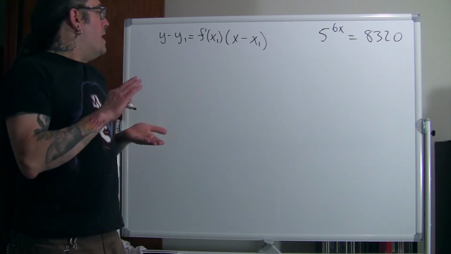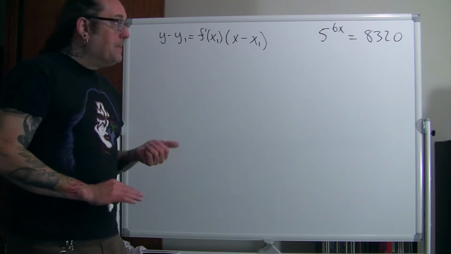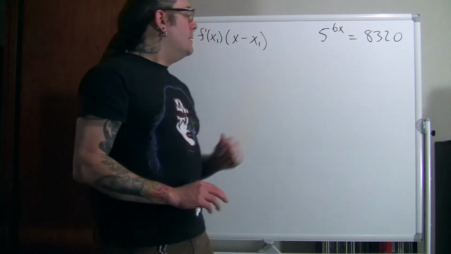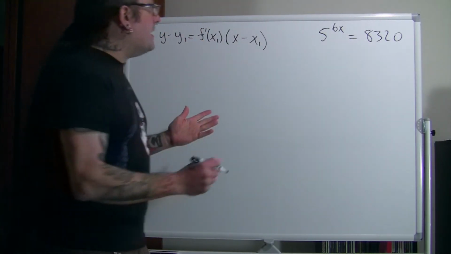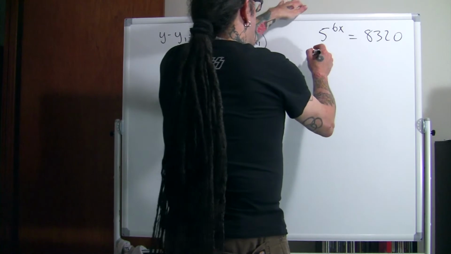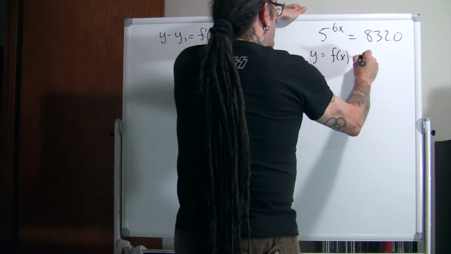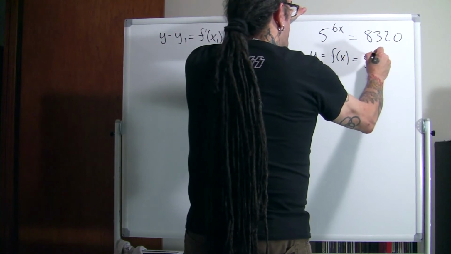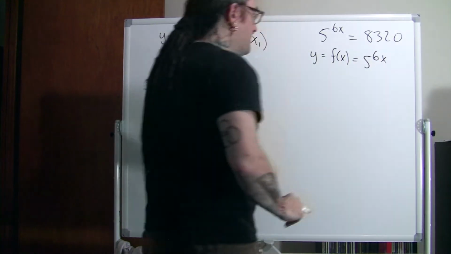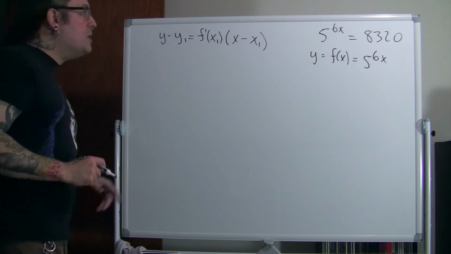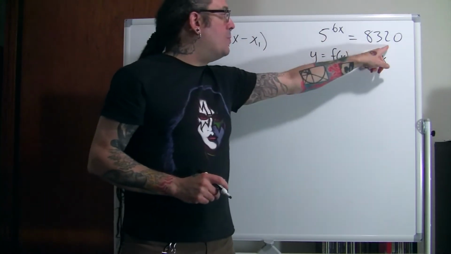So, what is f of x in this case? We do have f of x. F of x is, and I'm going to call it y because it's the same thing, y equals f of x, which equals 5 to the 6x. And I want to know what value of x produces this y value.